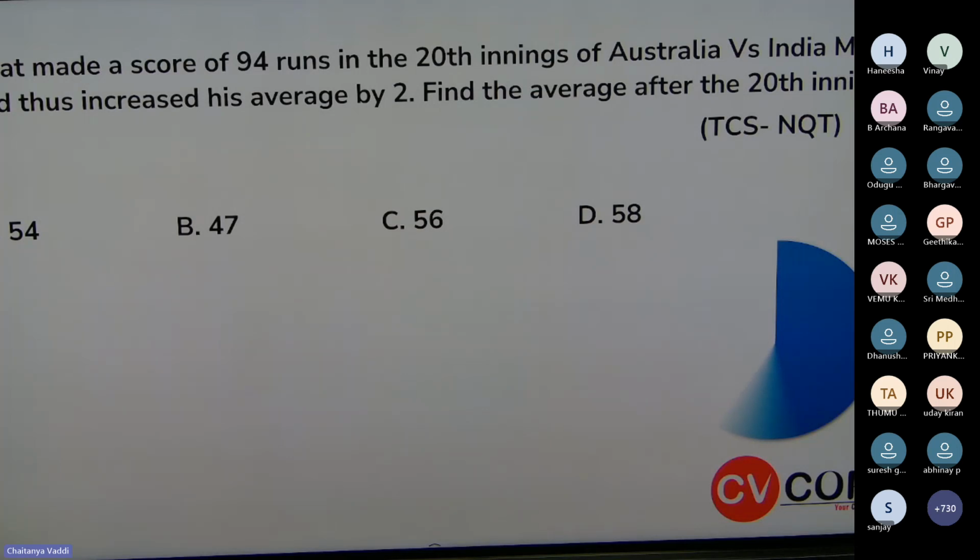Almost the same pattern of question. Even the same question was asked in TCS NQT. Yes, time is running out. Please post your answers in the chat box.